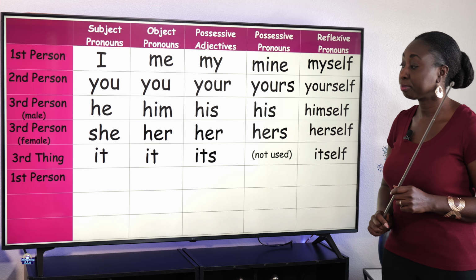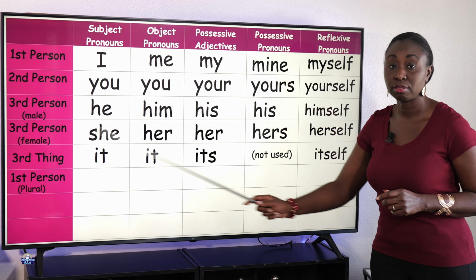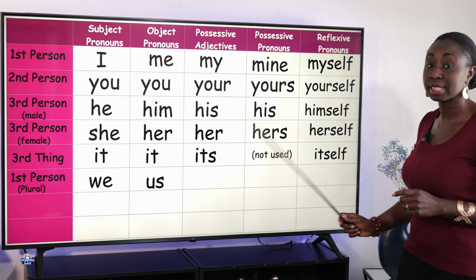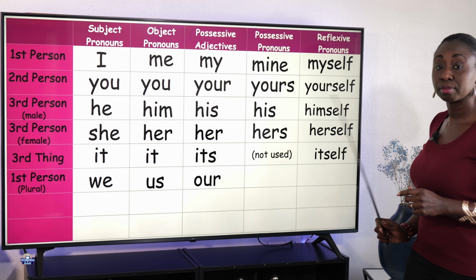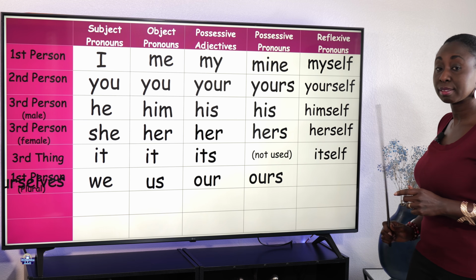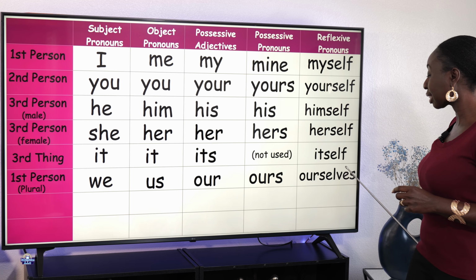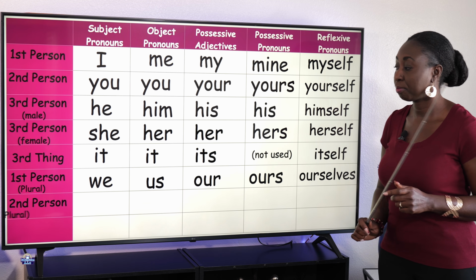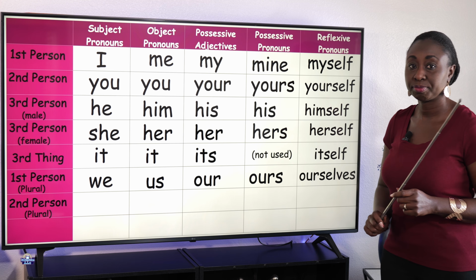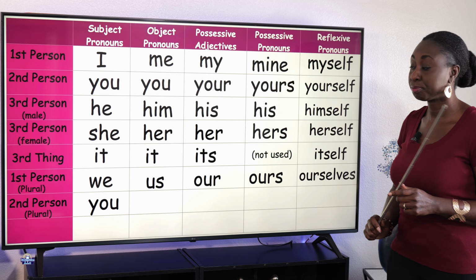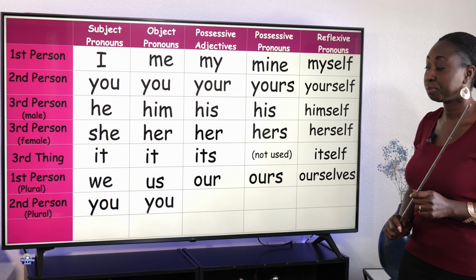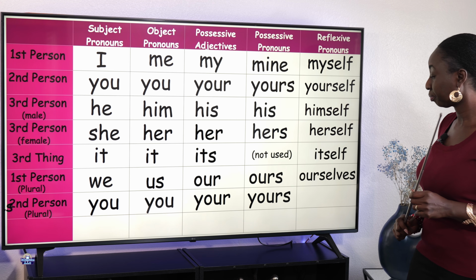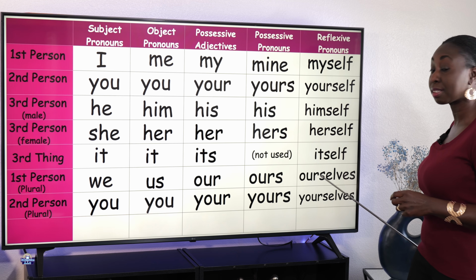First person plural: we, us, our, ours, ourselves. Second person plural: you, your, yours, yourselves.